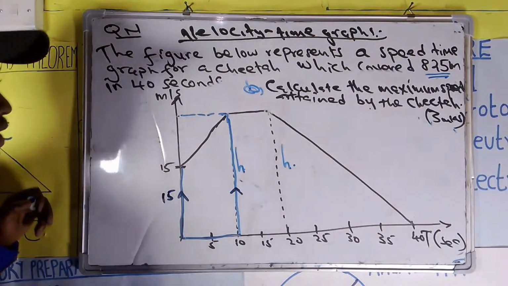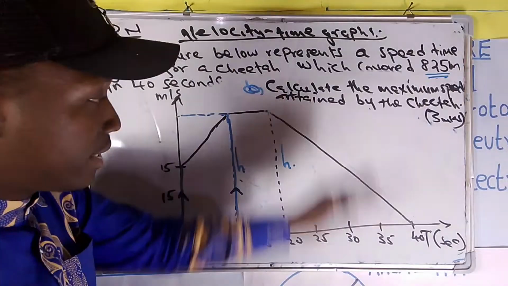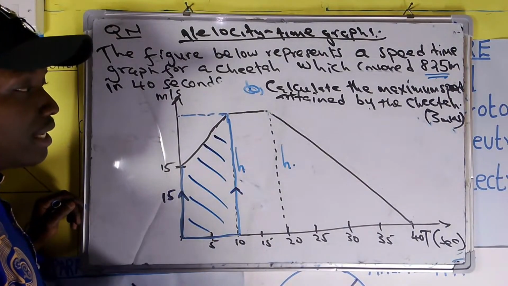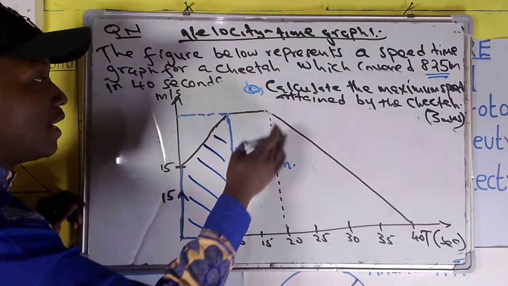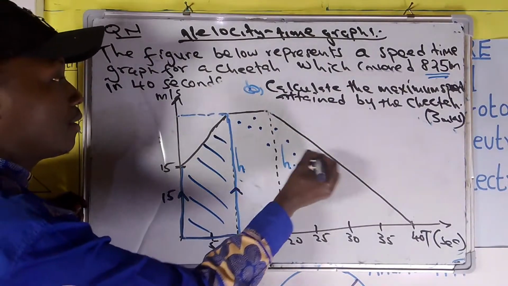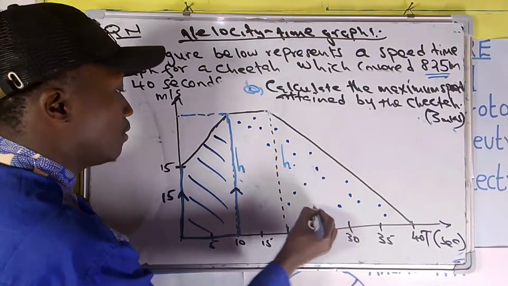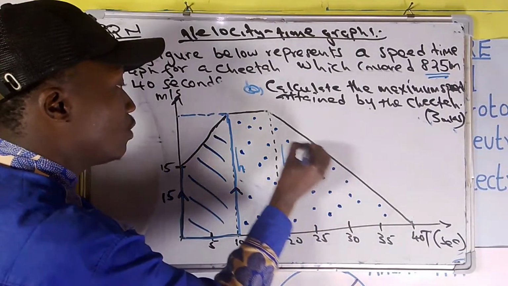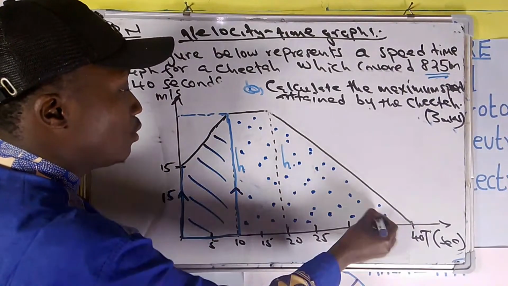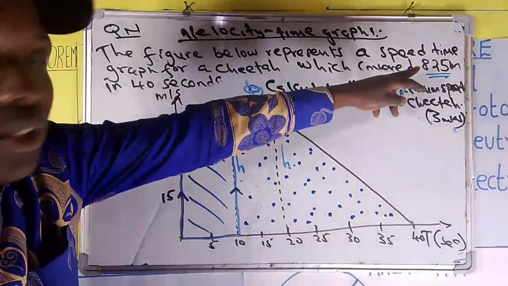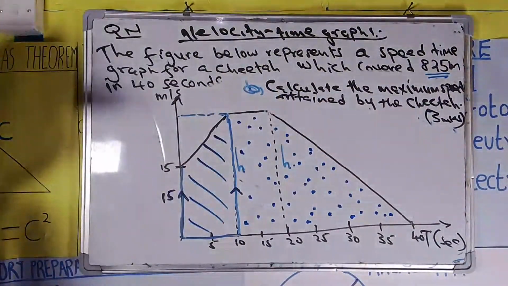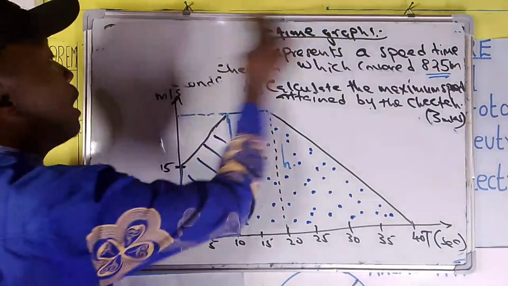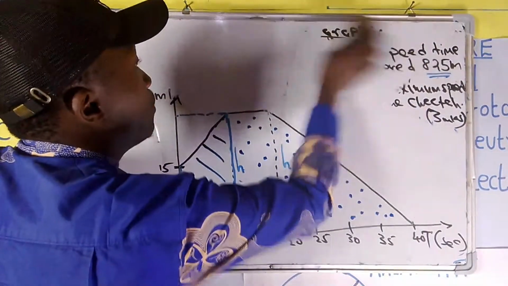So how do we find the area of a trapezium? We can divide the area under this graph into two. We find the area of the first trapezium, then the area of the second trapezium. Once we find the two areas, we add them together to get 825. Because of the state of our space, allow me to rub this area so that we can do the work here.